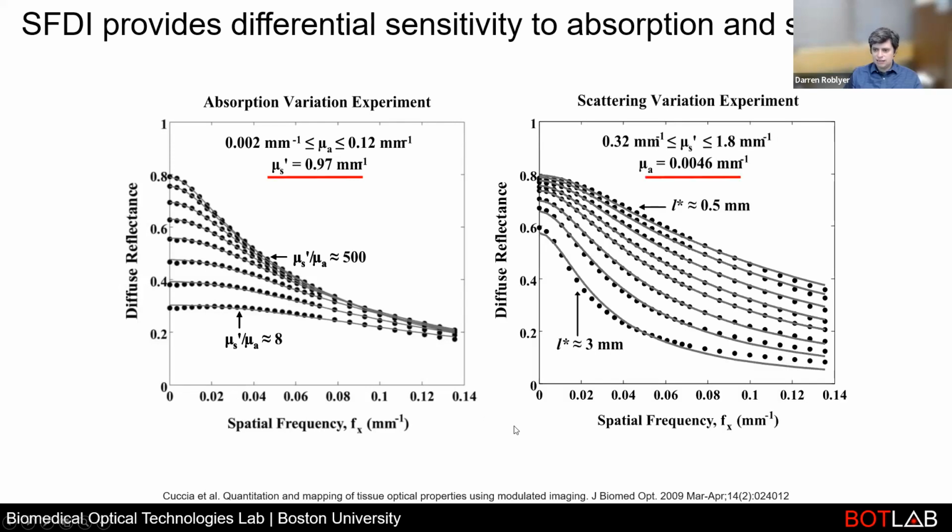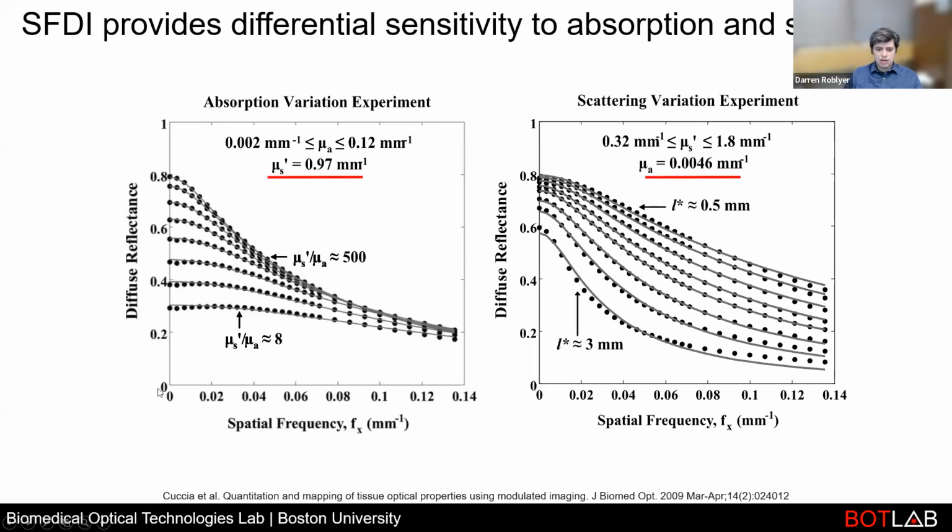Now they conducted the exact opposite experiment where they kept mu A constant and changed mu S prime over a wide range. And here you see the diffuse reflectance changes less at low spatial frequencies and a little bit more as you get to an intermediate spatial frequency. So higher spatial frequencies are more sensitive to changes in scattering or scattering in tissue.